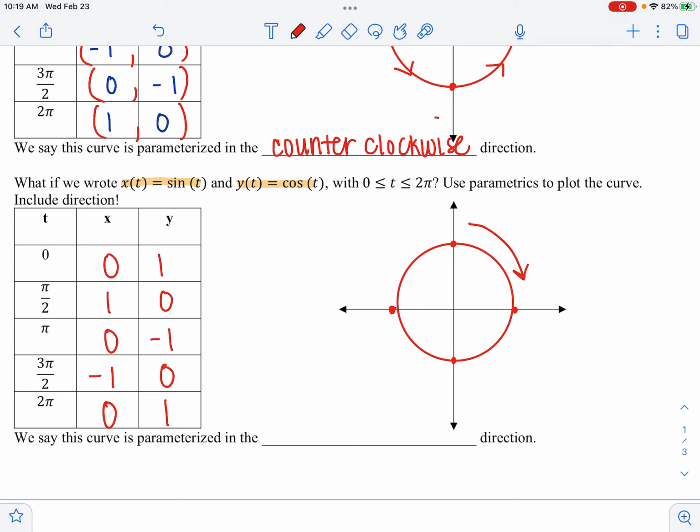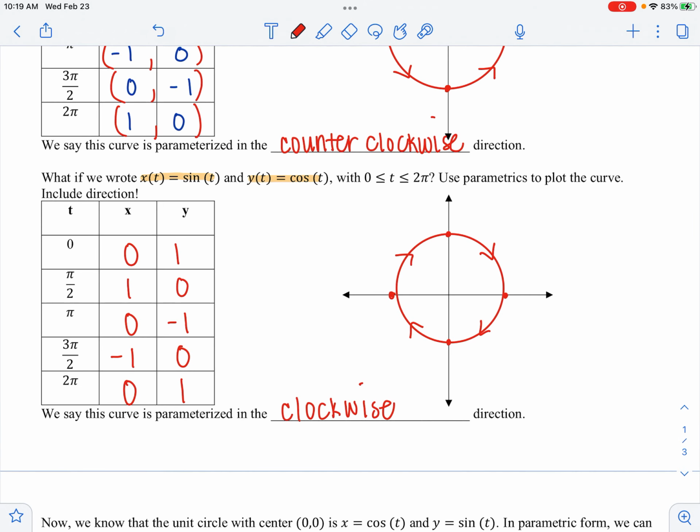So I went in this direction. So I'm going to show that I went in this direction. If you look and see what this direction is, this is clockwise. So we say that this curve is parameterized in the clockwise direction.